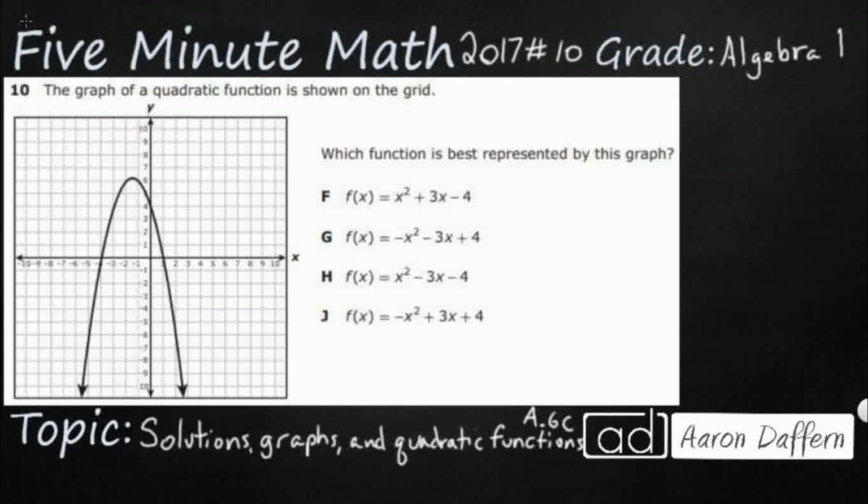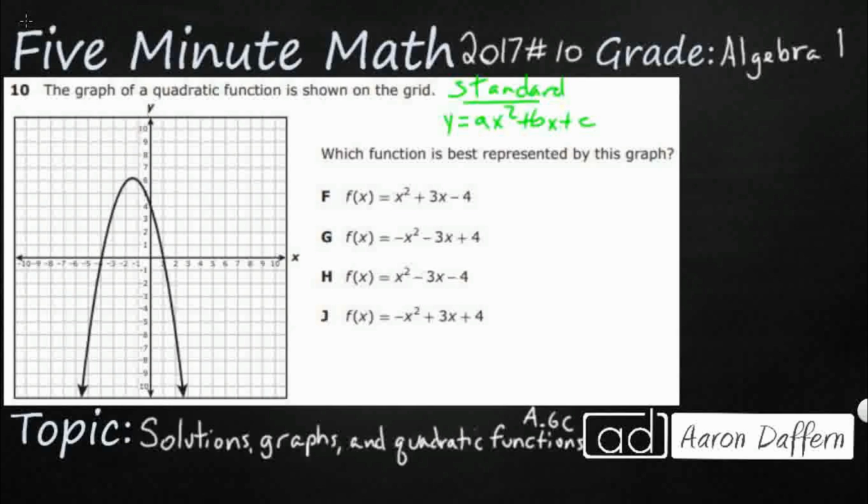So we need to take this quadratic function that is graphed, and we need to put it into standard form. So what we are looking for is our standard form. It looks like this: y equals ax squared plus bx plus c. That's what we need to make it look like.